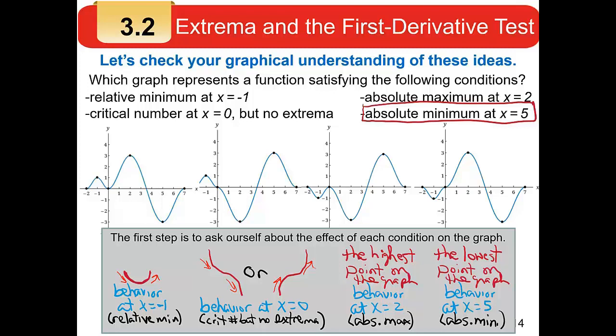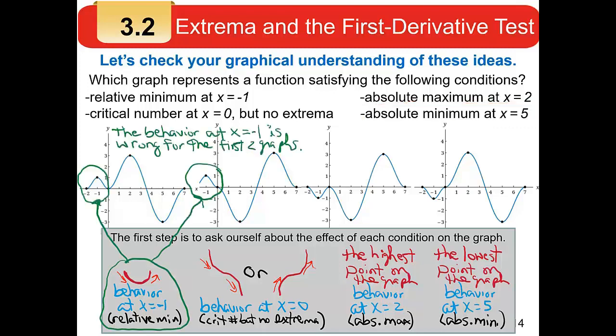The first thing I would probably notice is that those first 2 graphs have exactly the opposite behavior at -1. At -1, you're supposed to get this down then up behavior, and this is the actual opposite. That's up and then down, up and then down. So neither of those graphs can possibly be right because they don't satisfy this first condition.